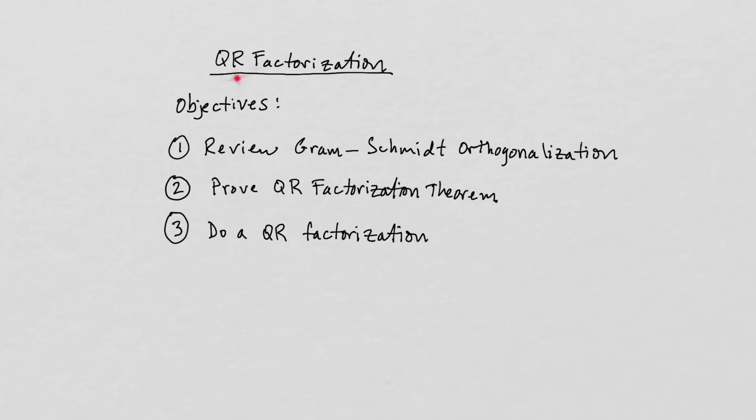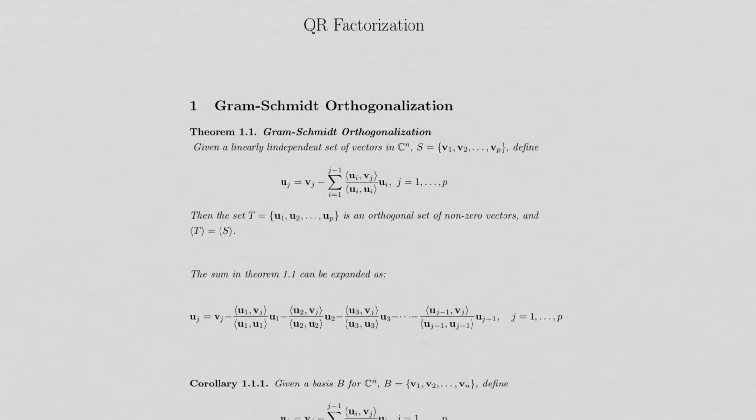This video is about QR factorization of a matrix. We have three objectives. We're going to review the Gram-Schmidt orthogonalization theorem. We're going to prove the QR factorization theorem, and then we're going to do an example of doing a QR factorization of a matrix.